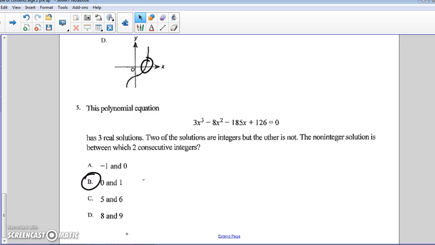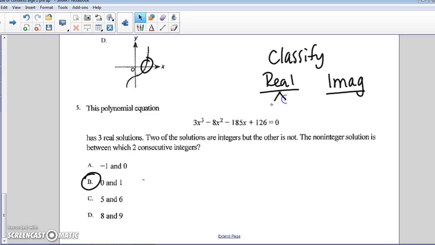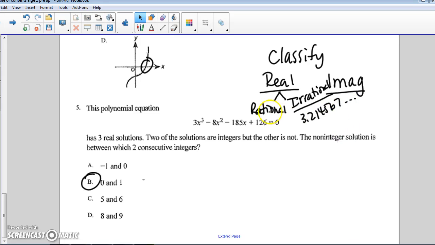I'd like to also remind you in this section you'll have classifying. And I'd just like to remind you that to classify, they can be real or imaginary, which I'm pretty sure we all know what imaginary are and what real are. But real can fall into rational and can fall into irrational. And if it's irrational, those are numbers that don't end or repeat, like 3.21, 4, 5, 6, 7, and it just keeps going. Rational are pretty numbers like 1, 0, 1.5, -2. Those are pretty numbers.